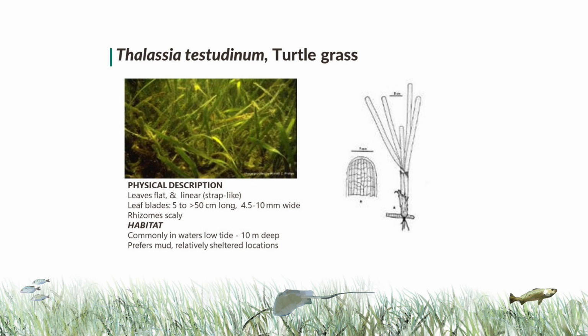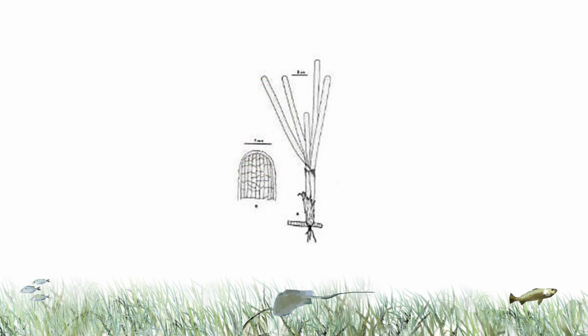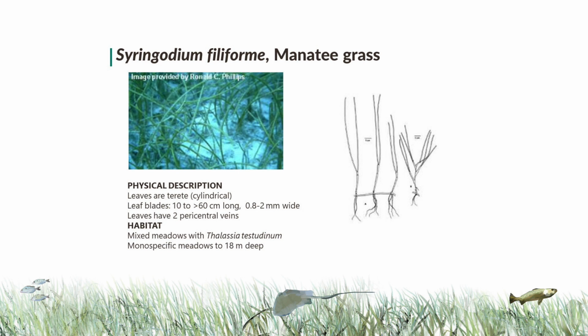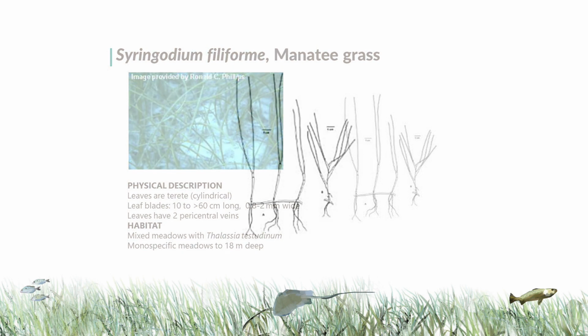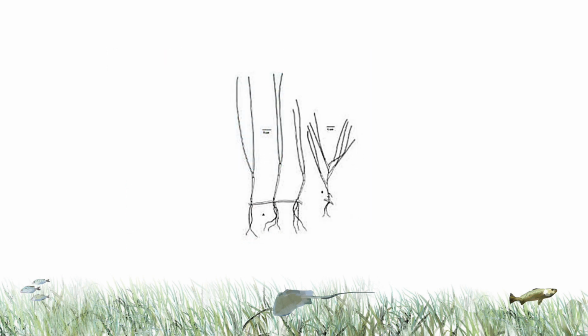Turtlegrass, Thalassia testudinum, is dominant in lower Tampa Bay and common in old Tampa Bay and middle Tampa Bay. Its flat leaves are the widest of any found in Tampa Bay and can grow to a length of more than 50 centimeters, nearly 2 feet. Manatee grass, Syringodium filiforme, is found in all subregions except Hillsborough Bay, and its leaves are cylindrical and can grow to over 60 centimeters in length, about 2 feet.